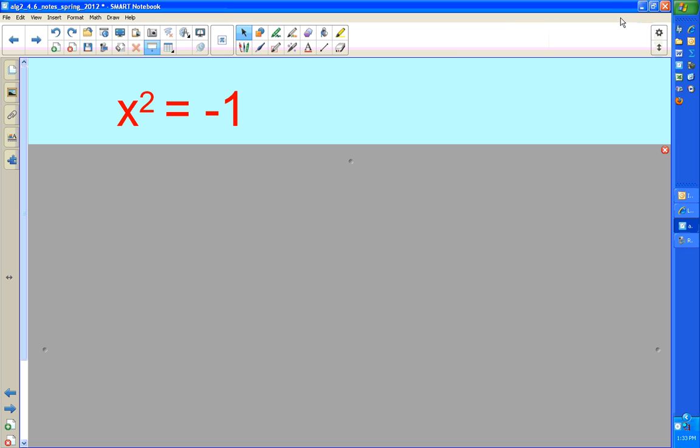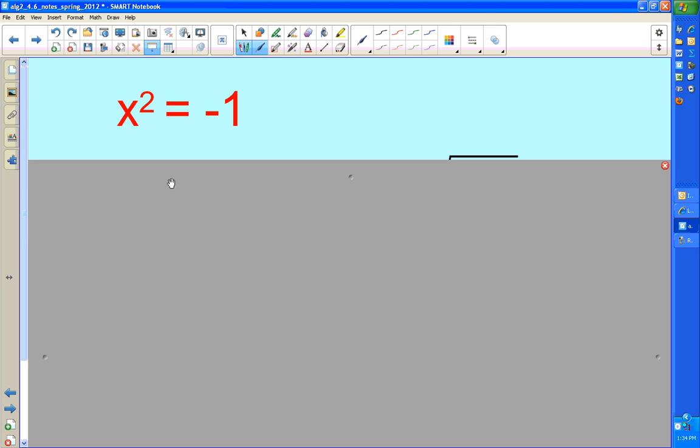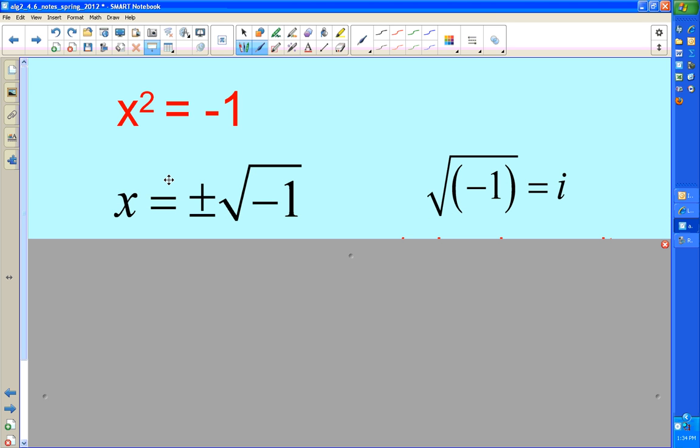Okay, so based on what we've done so far, if you have x squared equals negative 1, what should we do next to solve for x? Square root both sides, right? If you did, you would get x equals plus or minus the square root of negative 1. What have you learned about the square root of a negative? Not possible until today, as far as I know.